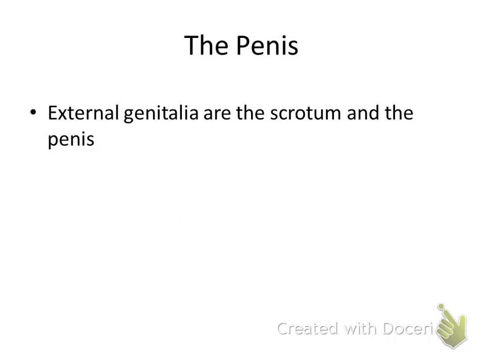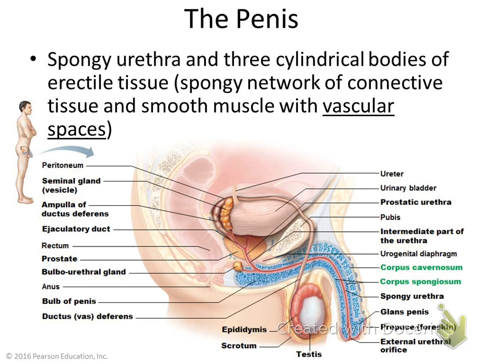All right, the other external genitalia is obviously the penis. Define it as the male copulatory organ. And we've mentioned previously that it's filled with vascular tissues. Here, I want you to know that there are three areas, three compartments of vascular tissue.